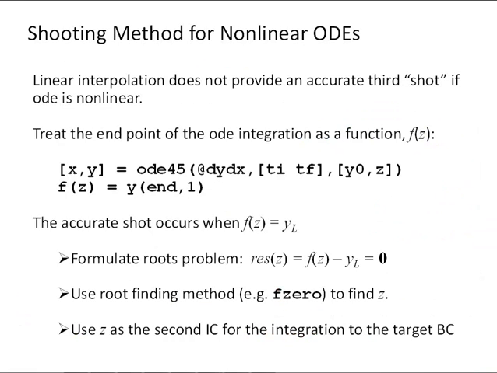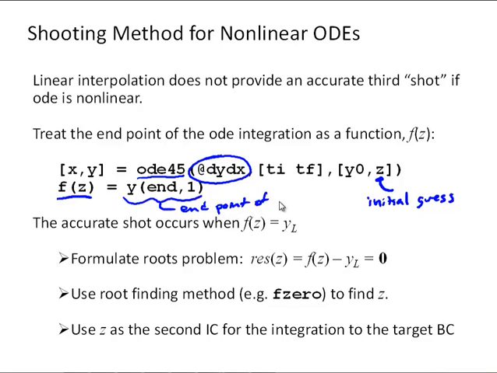So the basic idea here is to treat the endpoint of the ODE integration as a function. Here's our ODE function dy dx, and we'll call ODE45 or some other initial value problem solver to integrate that function with an initial guess for our second boundary condition, and we'll just call that z. And then we'll define this function f of z as where did we end up. So this is our end point of the integration.